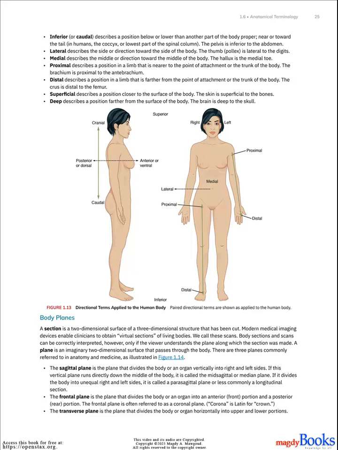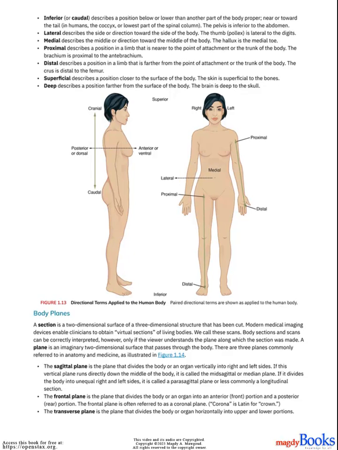7. Proximal describes a position in a limb that is nearer to the point of attachment or the trunk of the body. The brachium is proximal to the antebrachium. 8. Distal describes a position in a limb that is farther from the point of attachment or the trunk of the body. The crus is distal to the femur. 9. Superficial describes a position closer to the surface of the body. The skin is superficial to the bones. 10. Deep describes a position farther from the surface of the body. The brain is deep to the skull.